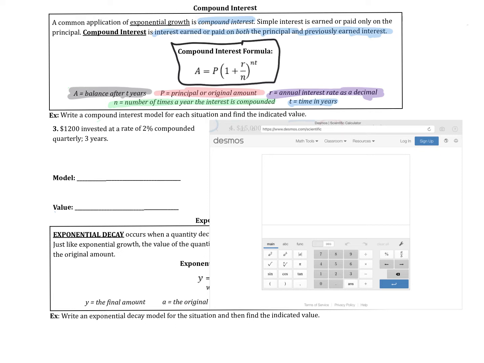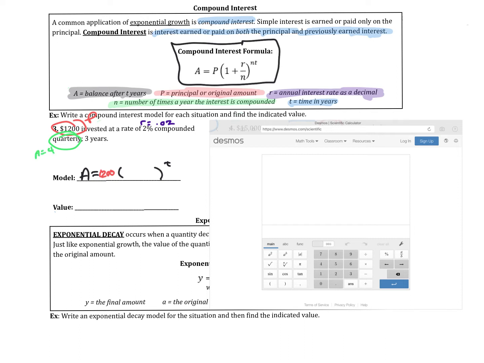Again, remembering that with the model, my final answer should be A times some stuff to the power of something times T. My model should still have a T in it. Okay, $1,200 is invested. So this is going to be my P value, my original amount, which is going to go in front of parentheses, is invested at a rate of 2%, which remember we need to convert into a decimal. So R equals 0.02. And compounded quarterly, so there's our N value. Quarterly is going to mean that N equals 4.